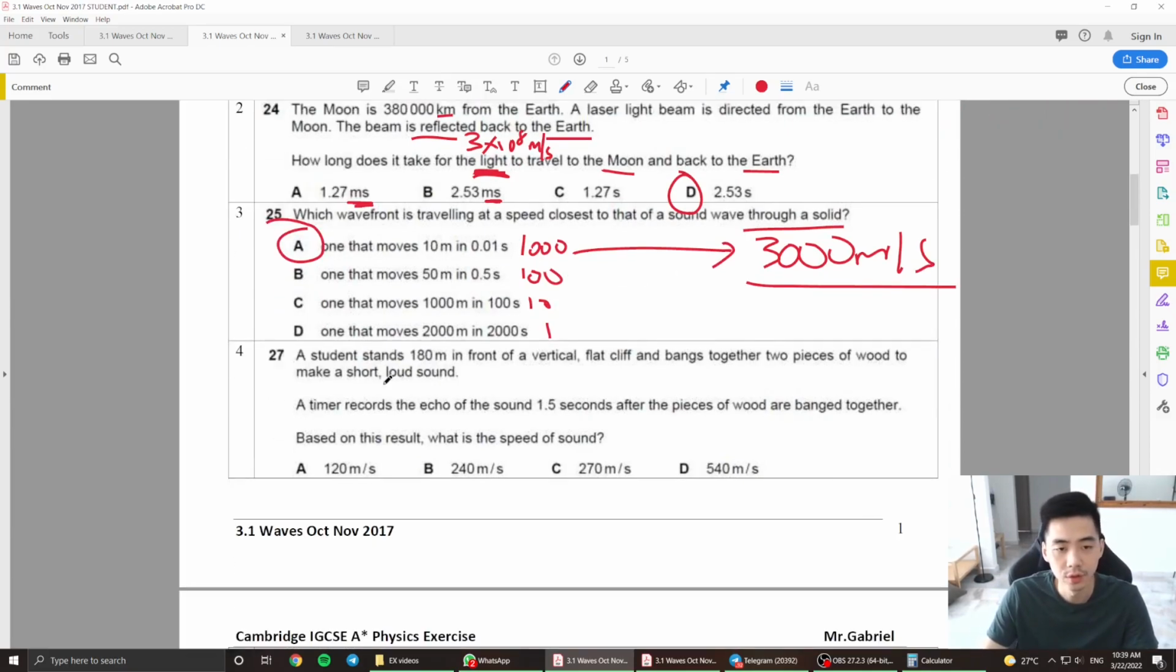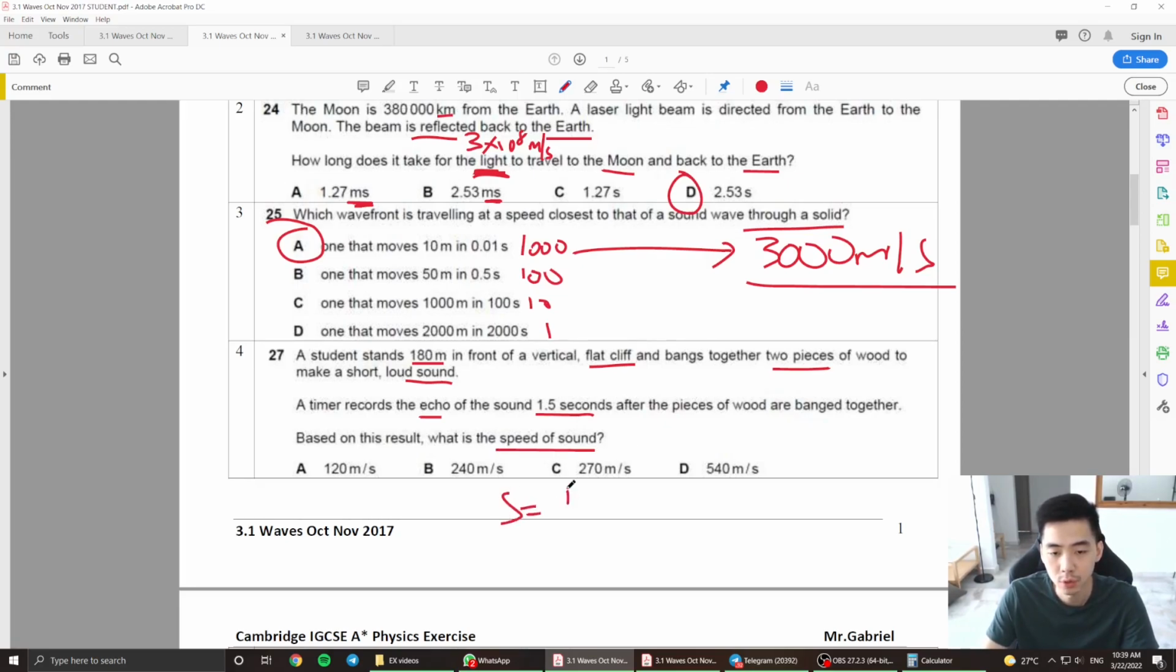Then after that, a student stands 180 meters in front of a vertical flat cliff and bangs together 2 pieces of wood to make a short, loud sound. The time recorded for the echo of the sound is 1.5 seconds after the pieces of wood bang together. Based on results, what is the speed of the sound here?